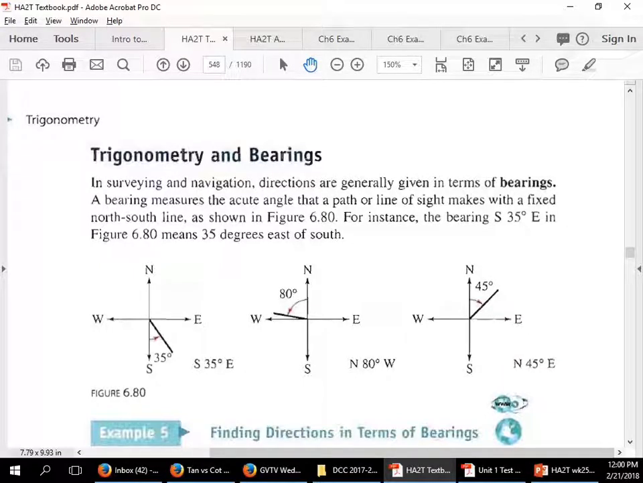So this is how you read bearings. Check out this one right here. See, it says south, 35 degrees east. So you always say north or south first. South, so you start facing downwards, so towards the south.